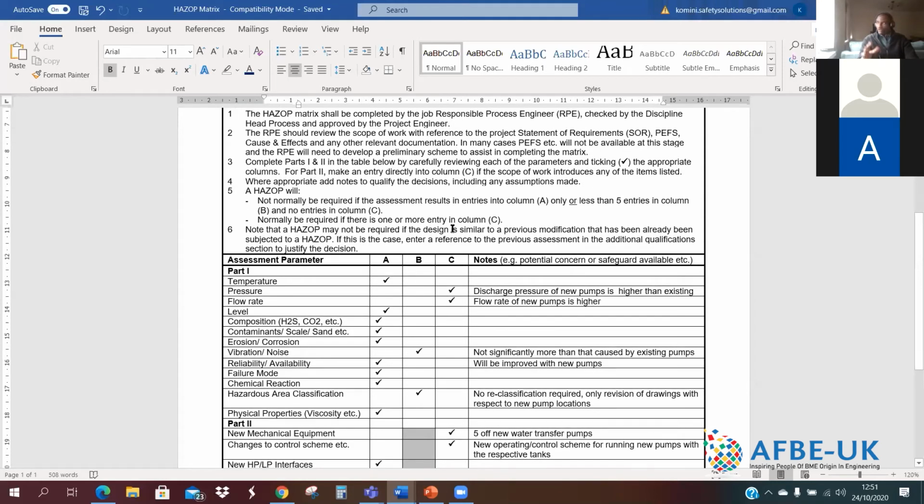So basically, you review the scope of work that you've got. For that particular modification, what is the scope? What exactly are you going to be changing?